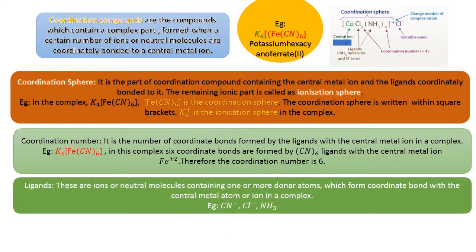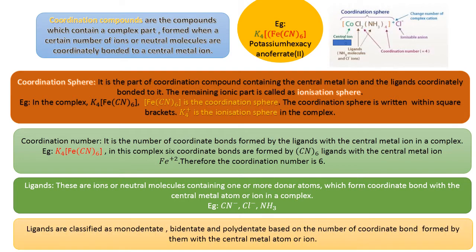Now, what are ligands? Ligands are ions or neutral molecules containing one or more donor atoms which form coordinate bonds with the central metal atom or ion in a complex. For example, cyano, chloro, amine. Here cyano and chloro are negative ligands and amine is a neutral ligand.